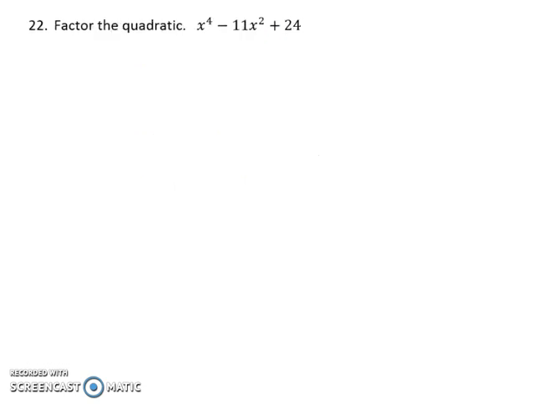Look at our next question. We have to factor the quadratic. Factoring a quadratic like this is similar to factoring with degree 2. And we have to ask ourselves, what two numbers multiply to make 24 and combine to give us a negative 11? An 8 and a 3 will give us a 24, and they will also give us a negative 11 if they're both negative. So what two terms will multiply to make up x to the fourth? x squared times x squared.